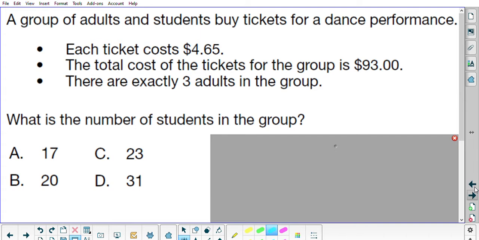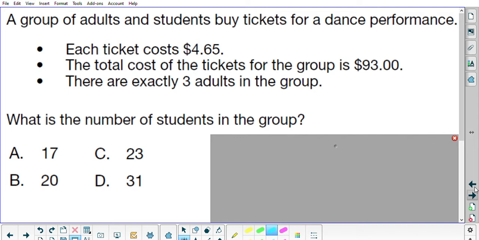All right, let's take a look at some problems. And you're going to try these on your own based on what we just reviewed about equations and inequalities and how to solve them. A group of adults and students buy tickets for a dance performance. Each ticket costs $4.65. The total cost of the tickets for the group is $93. There are exactly 3 adults in the group. What is the number of students in the group? I would like to suggest that you set up an algebraic equation.